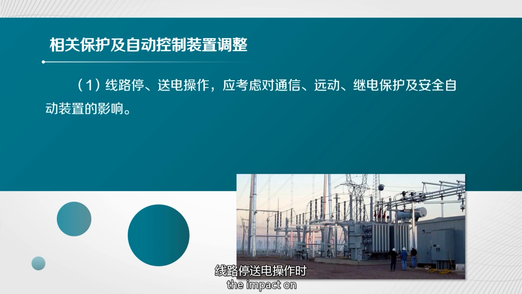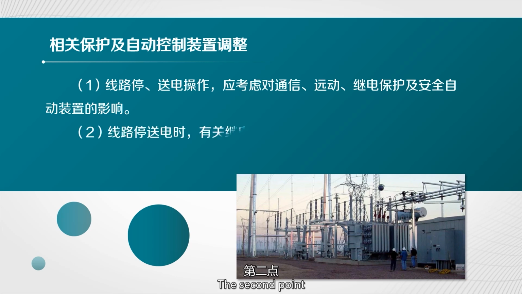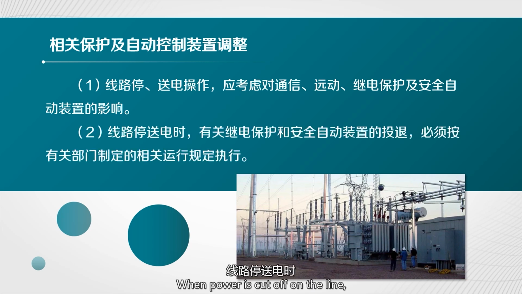Adjustment of related protection and automatic control devices. First, the impact on communication, remote control, relay protection, and safety automatic devices should be considered during power outage operations on the line. The second point, when power is cut off on the line, the relay protection and safety automatic devices must be carried out in accordance with the relevant operating regulations formulated by the relevant departments.